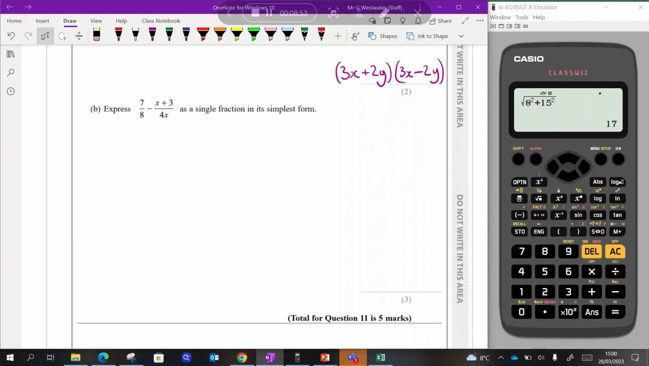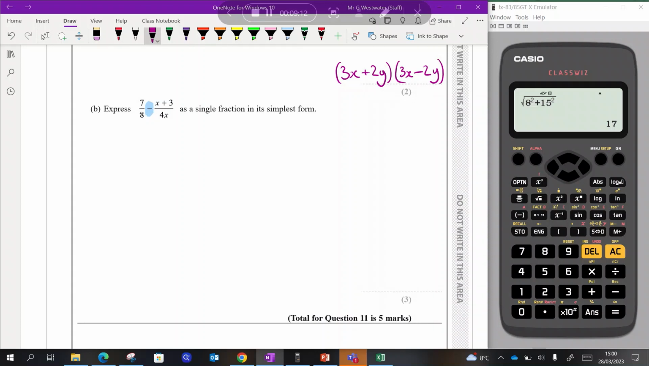And part B, 7/8 minus x plus 3 over 4x. Now, the first thing I notice is this minus. I've got to be very careful about that minus, okay, as I look to carry on with this question. So the first thing I'm going to do is try and find a common denominator.